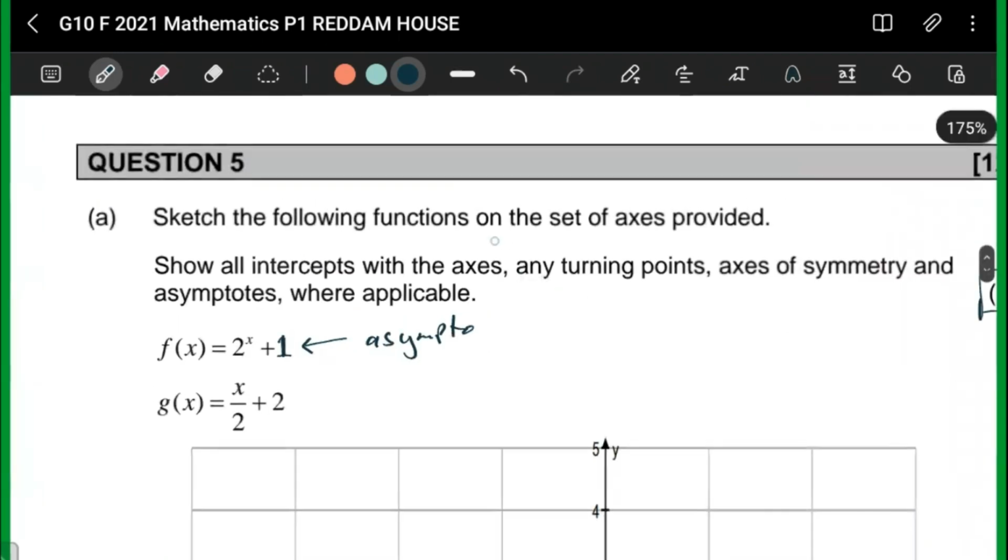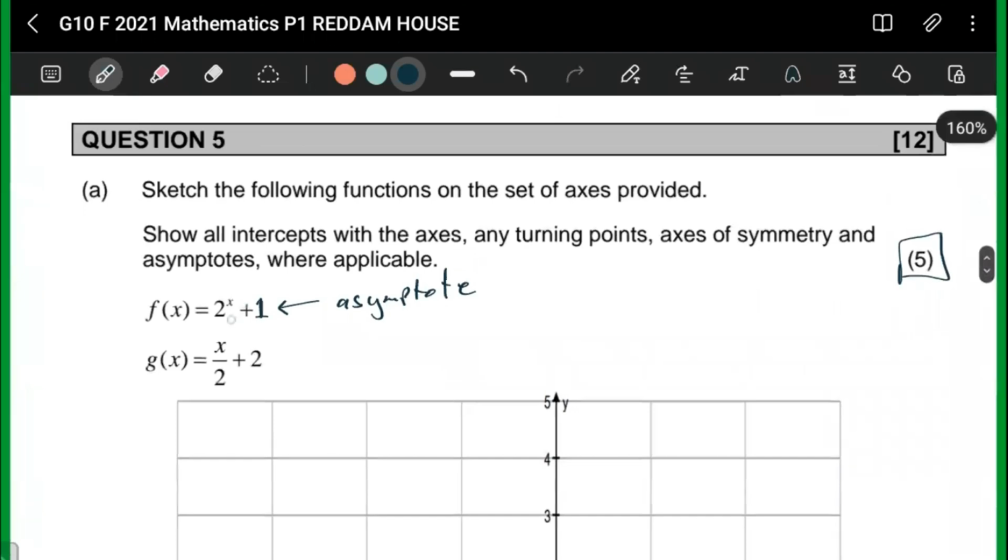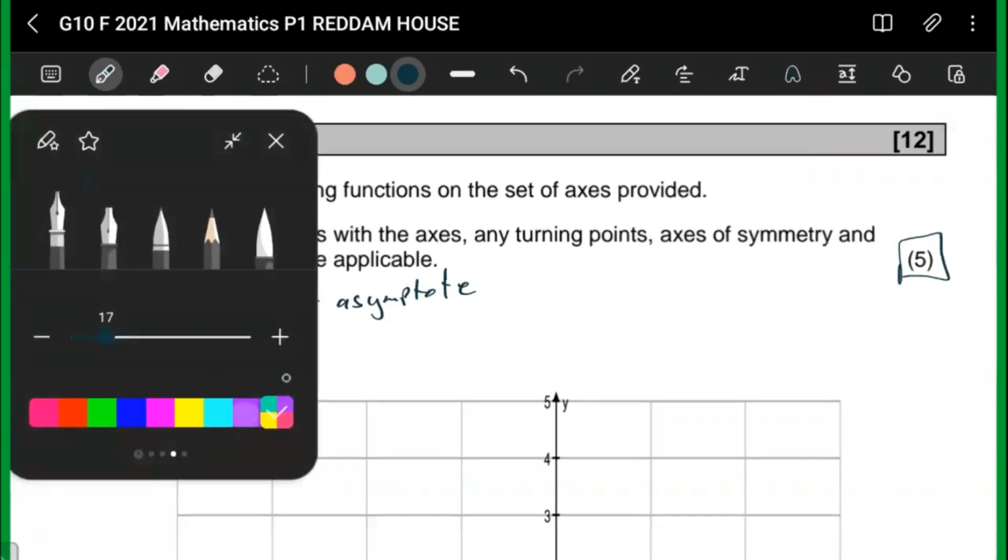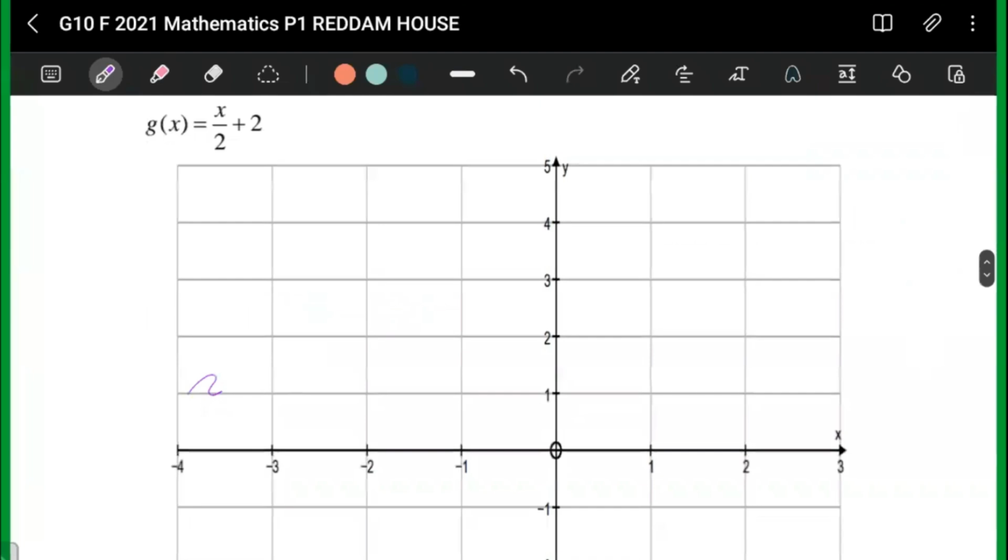This is your asymptote. It's the line your graph does not touch. So if you're going to sketch your exponential graph, the first thing you're going to point out is the line your graph will not touch. You can even label it. This is the equation: y is equal to positive 1.